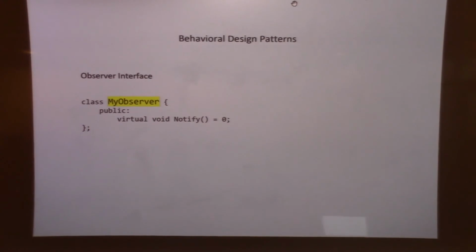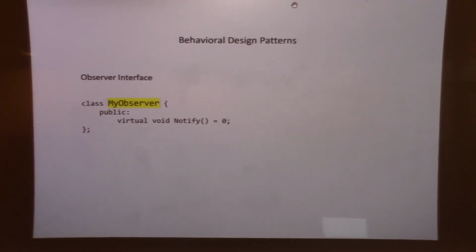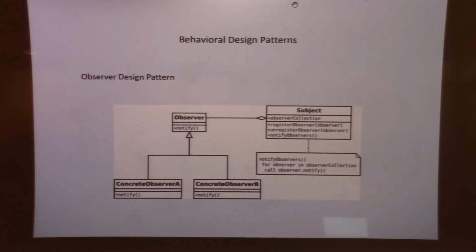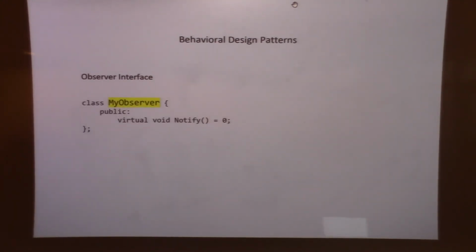Okay, so this is going to be the virtual class called myObserver. We'll have a method called notify, which is pure virtual. So that's our abstract class. Sometimes we call that an interface. But keep in mind, abstract classes can have properties that are real and methods that are real. But if they have one method which is pure virtual, they are abstract.